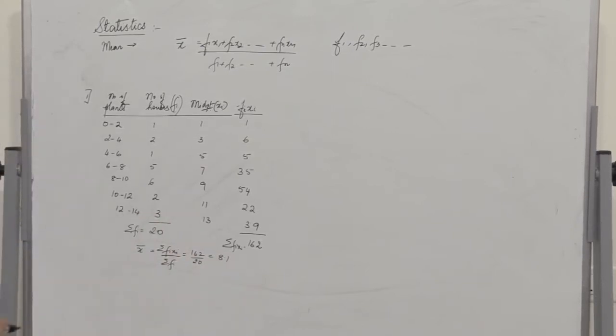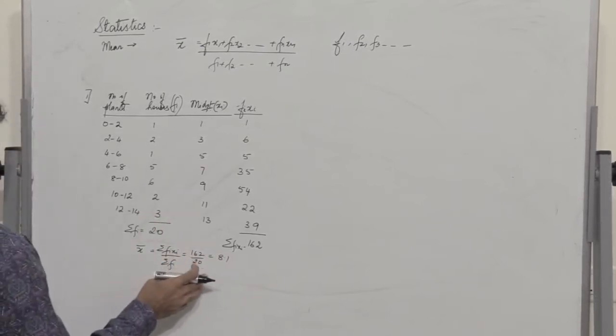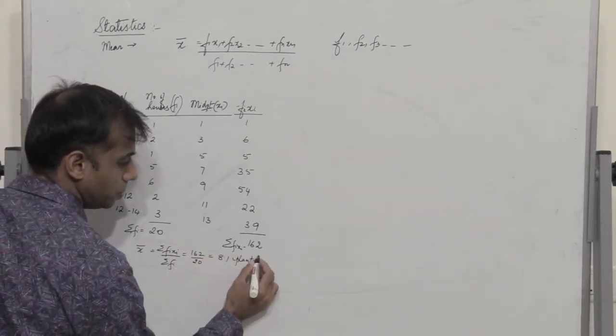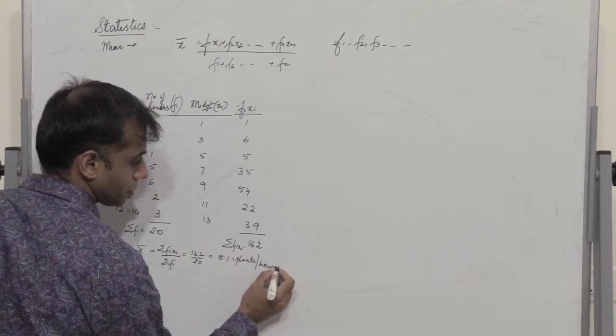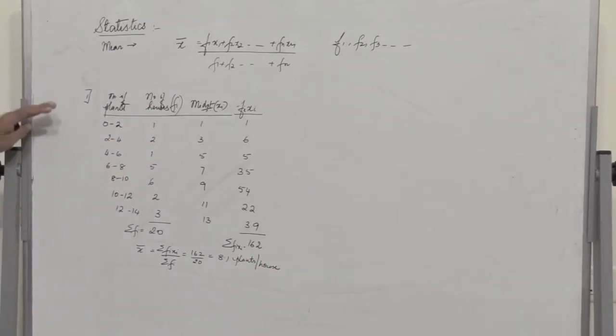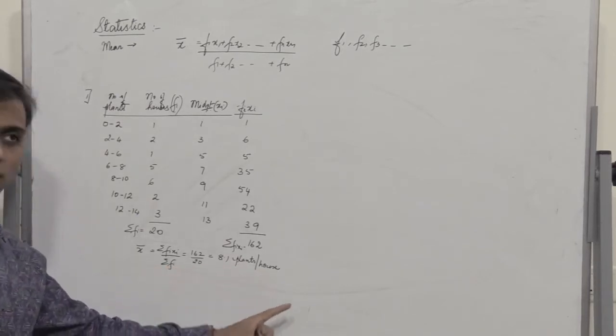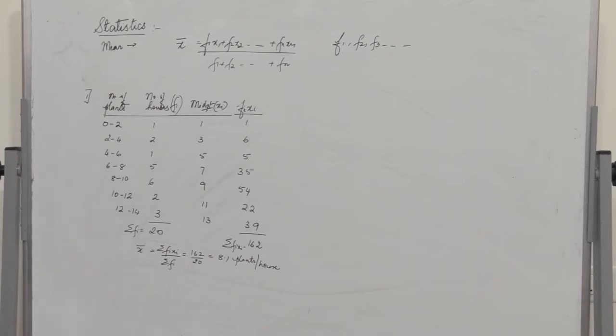So what does this mean? On an average, there are 8.1 plants per house. So when a survey was done among 20 houses, it was observed that there are 8.1 plants per house. So that's the mean value. So moving on with the next question.